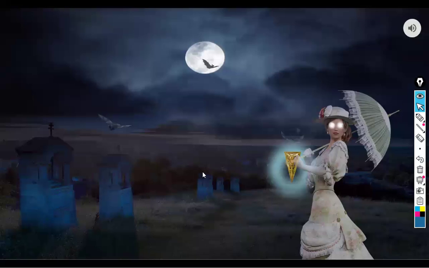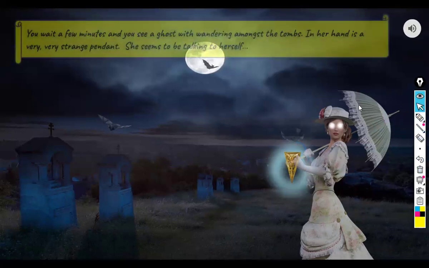So anyway, let's move on to the new ghost. This new ghost, her most prized possession is this strange looking what? Pendant. It's a strange looking pendant. It's very important to her. But why? Why is it important to her?